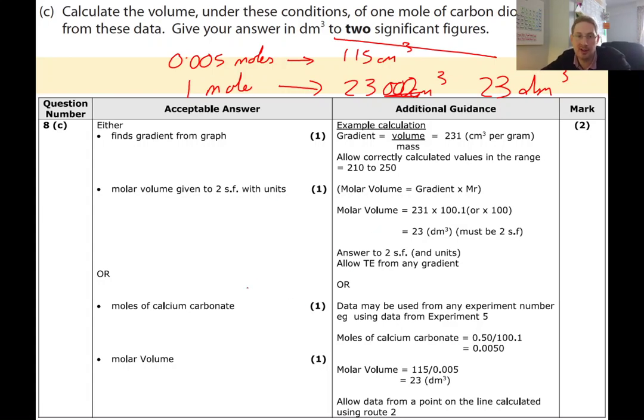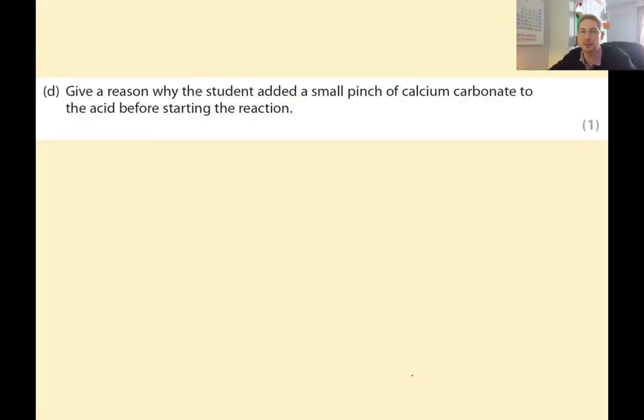They work from the gradient, but data can be used from any experimental number, e.g. using experiment 5. Moles of calcium carbonate, 0.005. The volume that produces, 115, gives you 23 decimeters cubed.